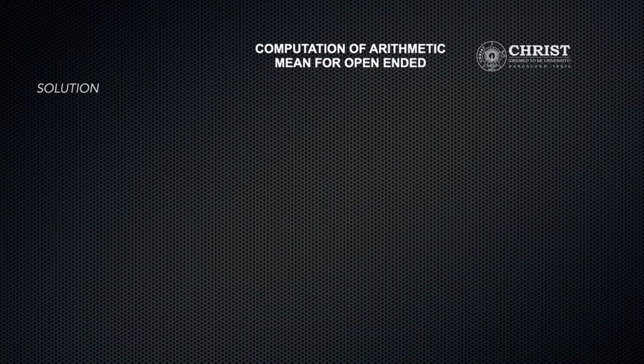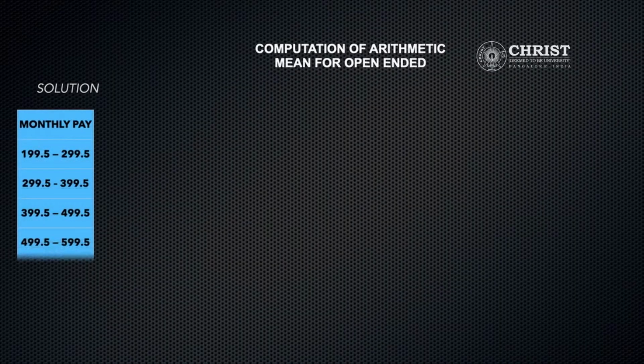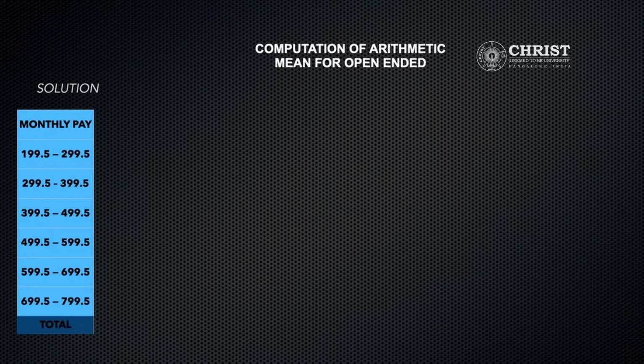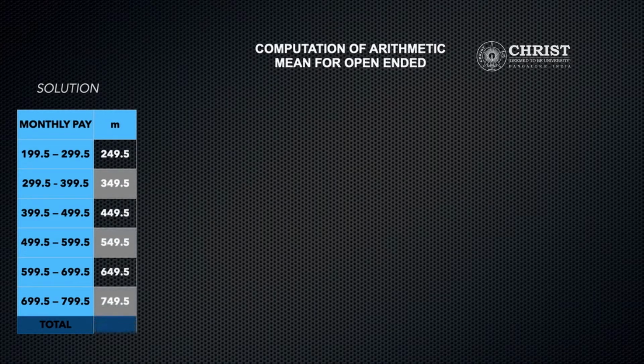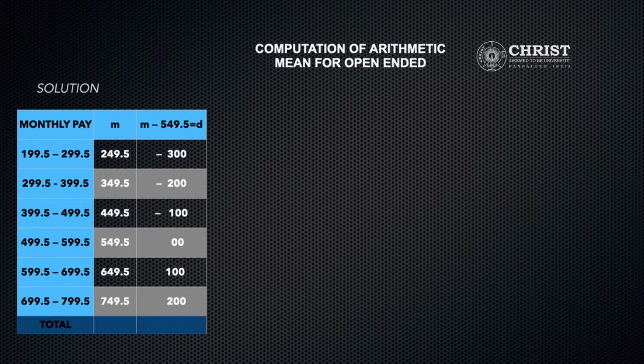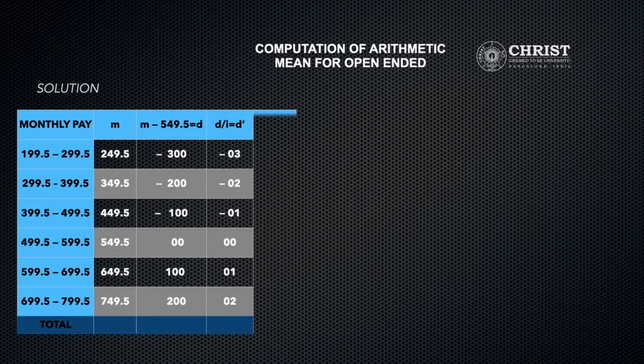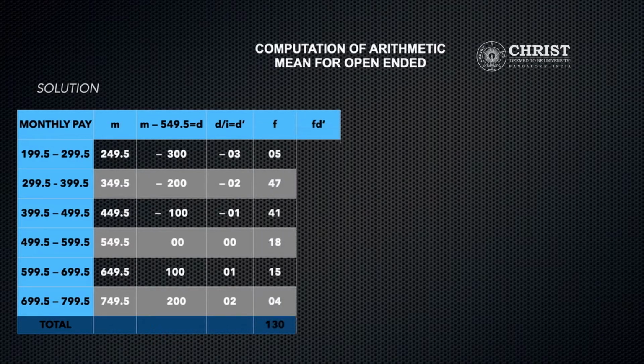So if you see, now it's converted: 199.5 to 299.5, 299.5 to 399.5, like that up to 699.5 to 799.5. So the mid values also we got: 249.5, like that up to 749.5. Now one mid value we will take as the assumed mean. So we are taking 549.5. So we are taking the deviations minus 300, minus 200, minus 100, 0, 100 and 200.